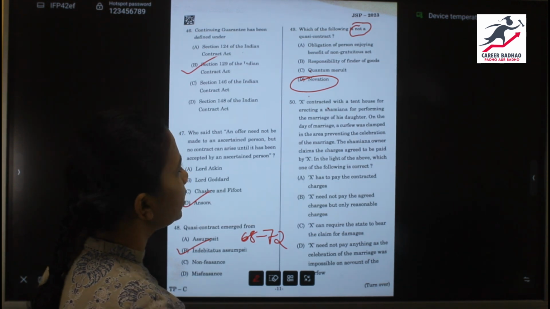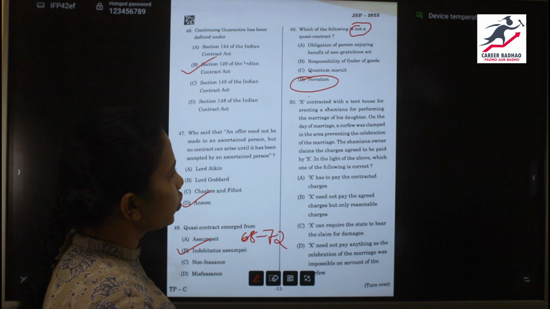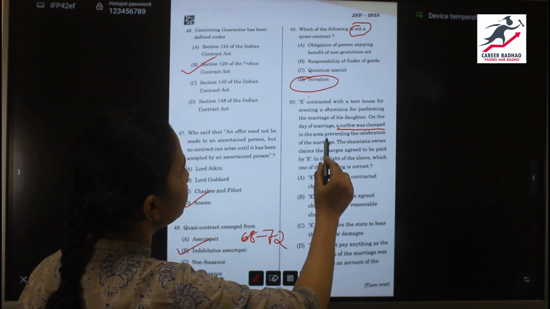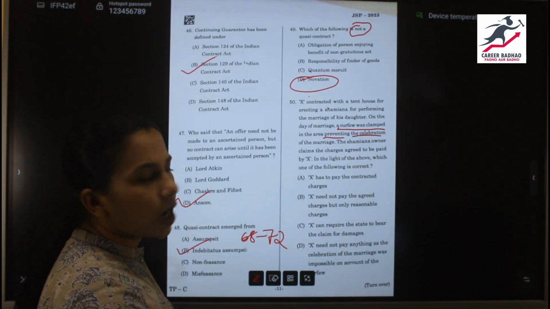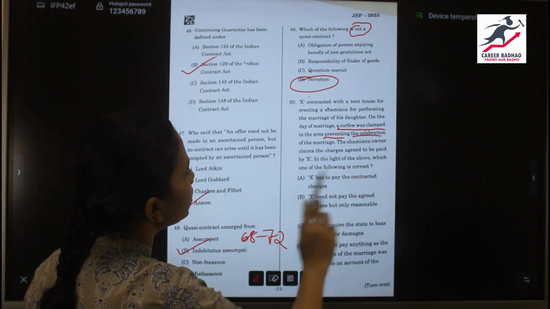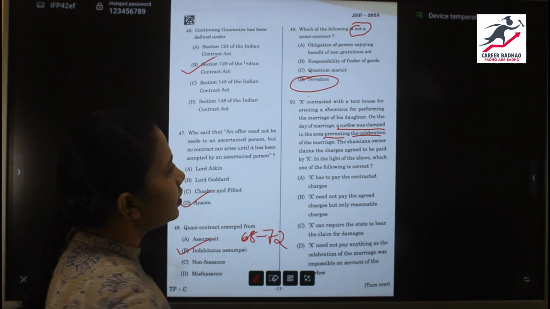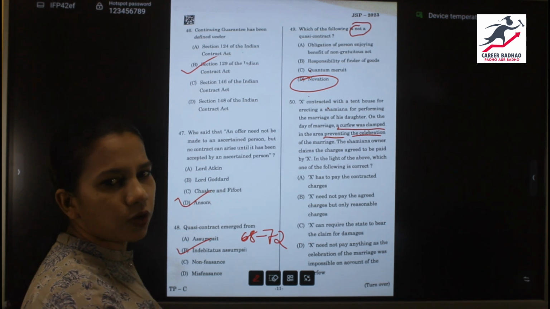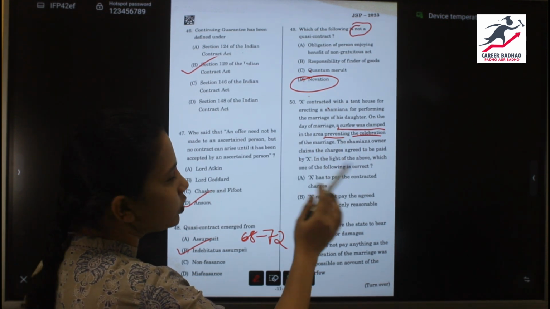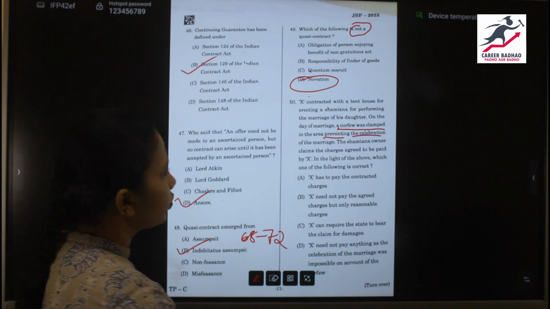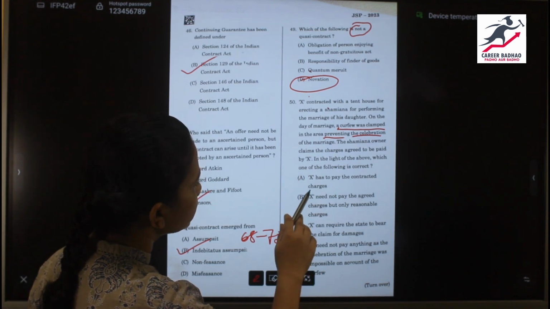Let's move to question number 50. X contracted with a tent house for erecting a shamiana for performing the marriage of his daughter. On the day of marriage, a curfew was clamped in the area, preventing the celebration of the marriage. The shamiana owner claims the charges agreed to be paid by X. In the light of the above, which one of the following is correct? Here we can see that there was a contract for erecting a shamiana. However, due to unforeseen circumstances, there was a curfew due to which the celebration was cancelled. Also, the curfew was not within his control.